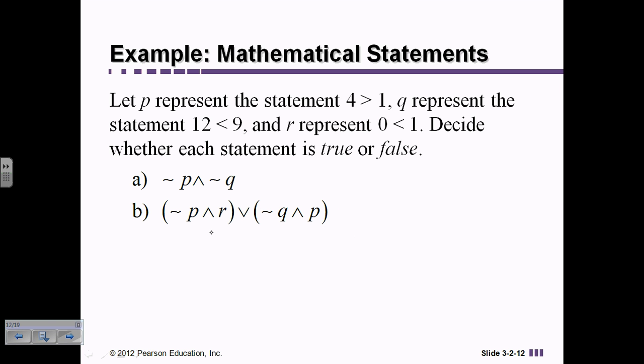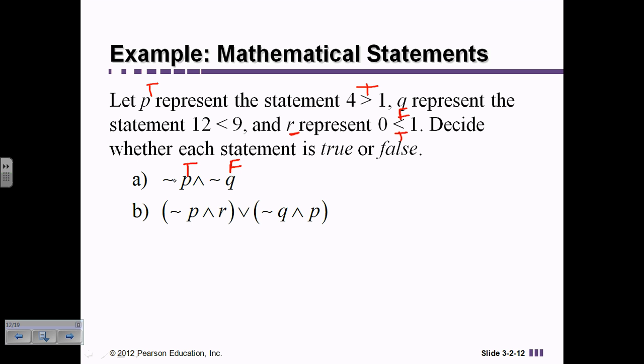So let's look at this. I have this statement that 4 is greater than 1, which is true. And I have this statement that 12 is less than 9, which is already false. So we've talked about this. This statement is true. In other words, P is a true statement. Q is a false statement. And R is something new. It's a new letter. It represents 0 is less than 1. And 0 is less than 1, so that's a true statement. So anywhere that we are using P, we can replace that with a true. And anywhere that we have a Q, we can replace that with a false.